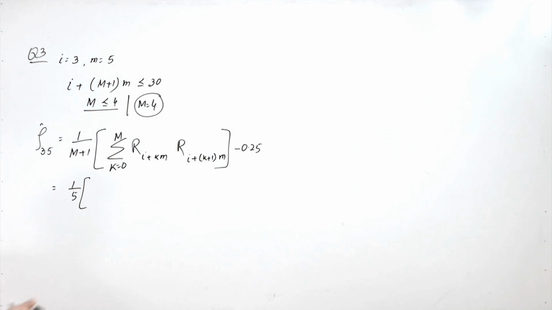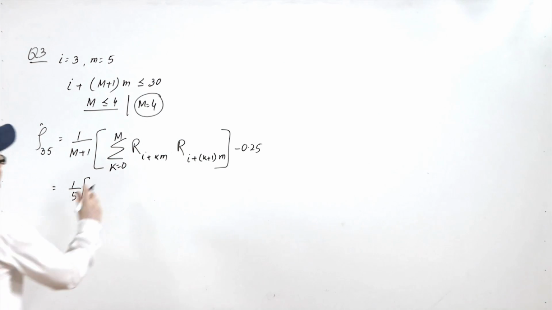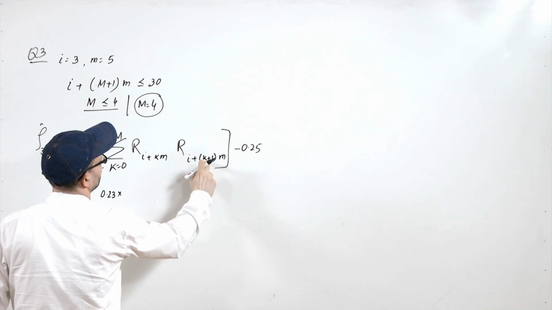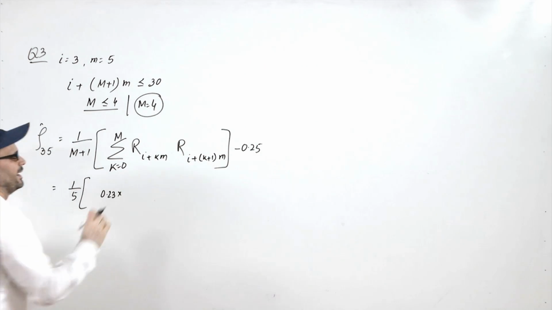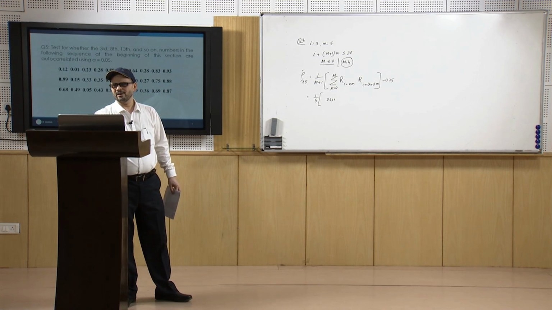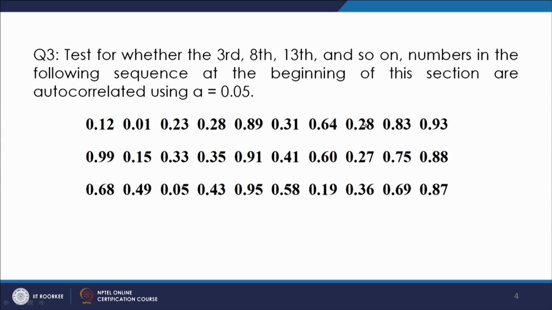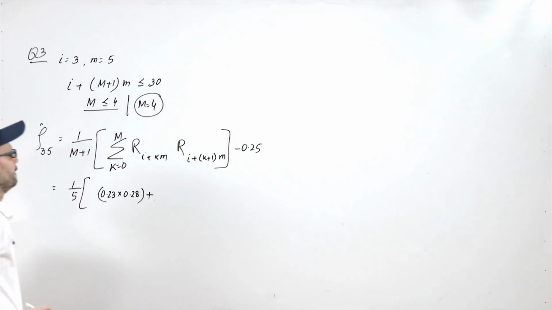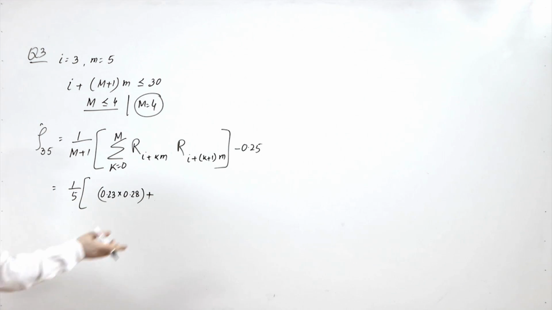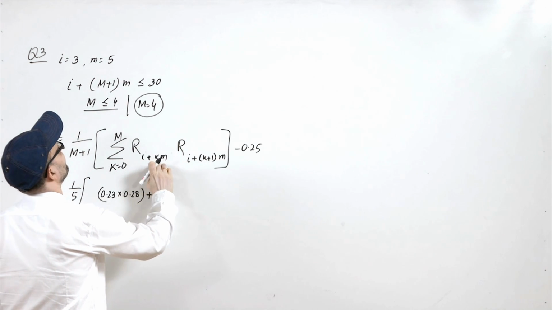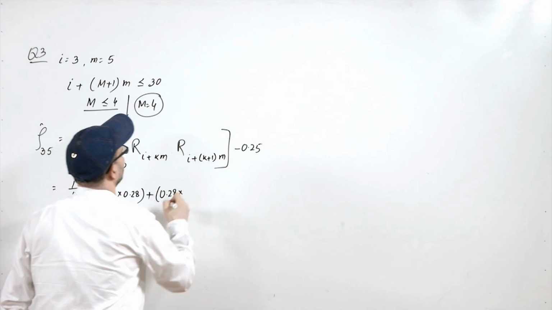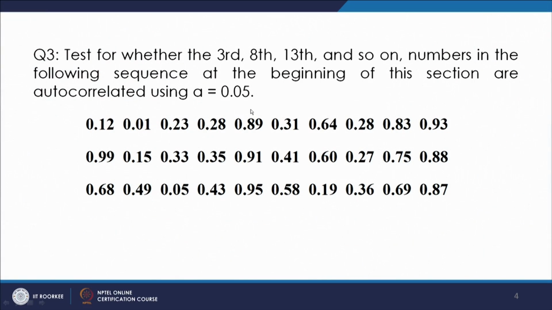Now, we will start from k equal to 0, so it will be the random number at the third position, that is 0.23. So, 0.23 is multiplied by the number at position 3 plus 0 plus 1 into 5, so the random number at the 8th position. So, 0.23 multiplied by the 8th position, 0.28. Then next, when k is taken as 1, it will be the number at the 8th position and the 13th position. So, the 8th position is 0.28 and the 13th position number is 0.33.